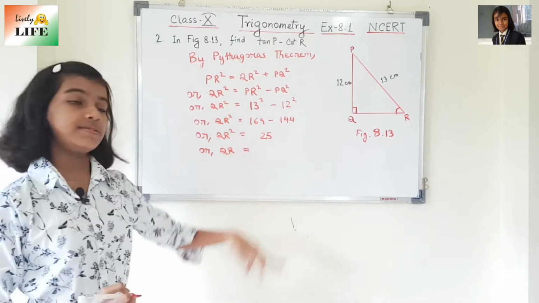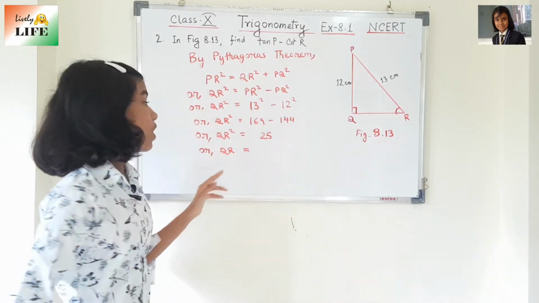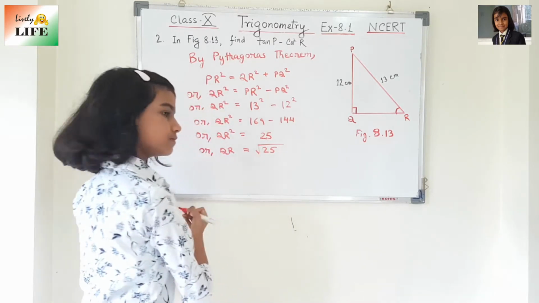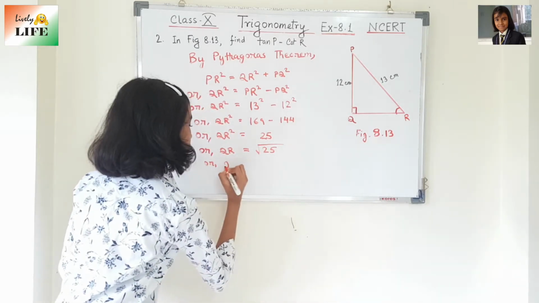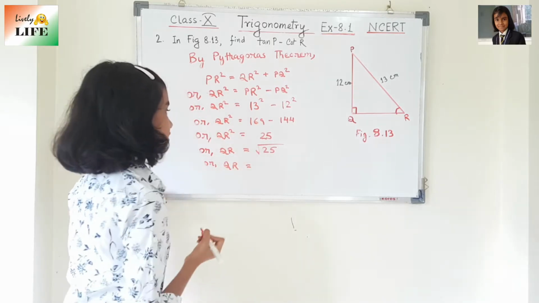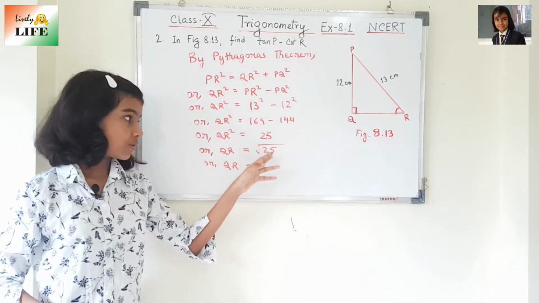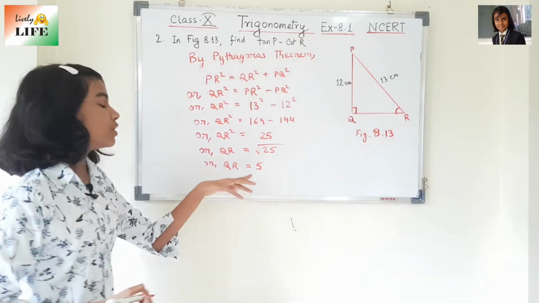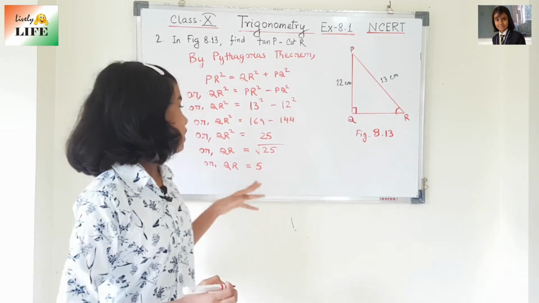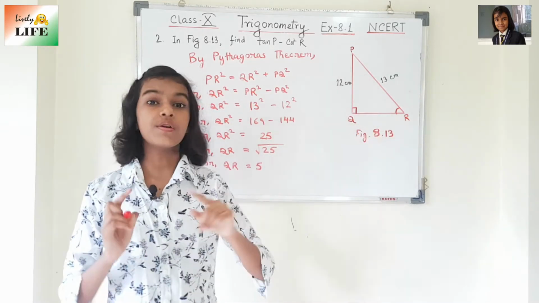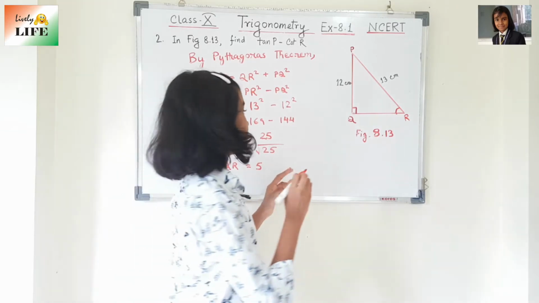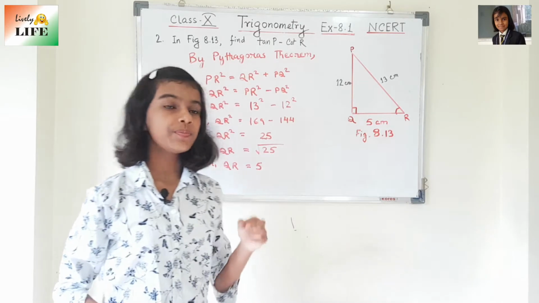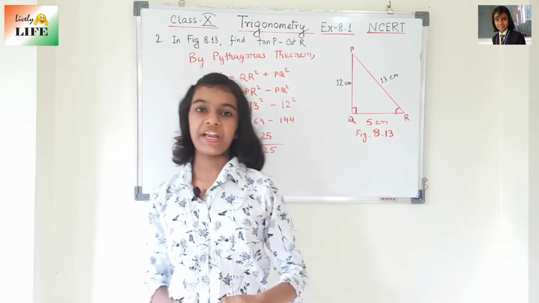So QR is equal to root 25. Root 25 is 5. So QR is equal to 5 centimeter. The length of QR is 5 centimeter. We have found out the length of QR. Okay, now let's find out what is tan P minus cot R.